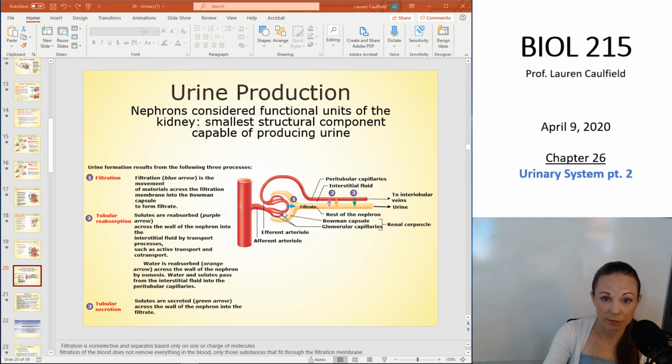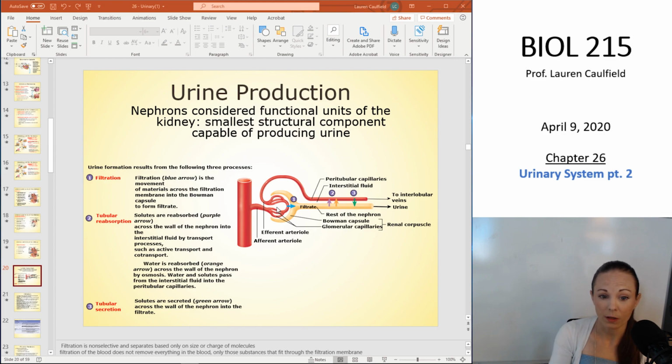Tuesday, we skipped over the slide and a couple other ones, and the reason is that I think it's important to discuss the different aspects of urine formation in terms of how they apply to the different segments of the nephron.